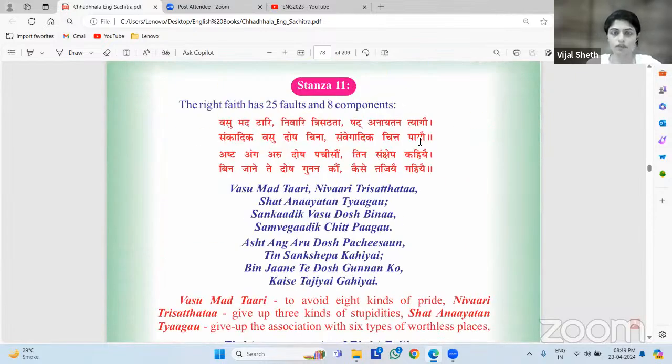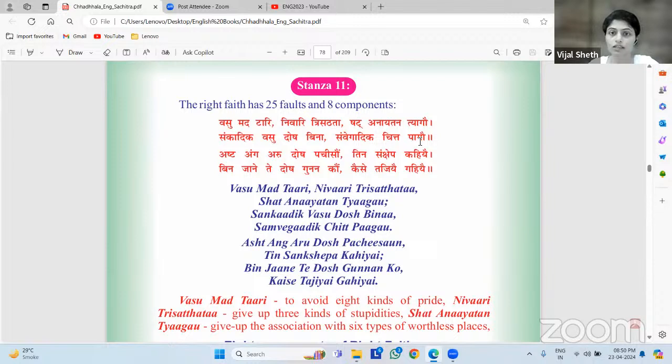So we will start with stanza 11. Vasu Mad Tari. So Vasu means eight. Mad means pride. So eight types of pride. Tari means one must avoid. So first thing is avoid the eight types of pride. Then Nivari Trishathata. Nivarna means again remove or avoid them. Trishathata means three kinds of stupidities or foolishness or ignorance. So remove the eight kinds of pride, three types of stupidities or ignorance.